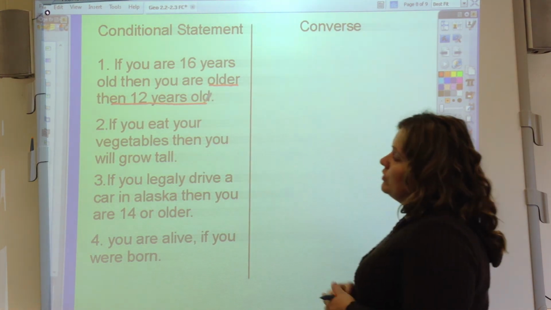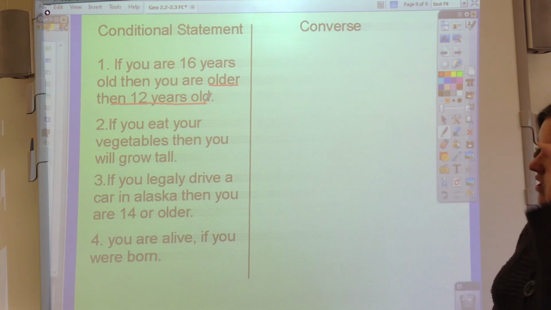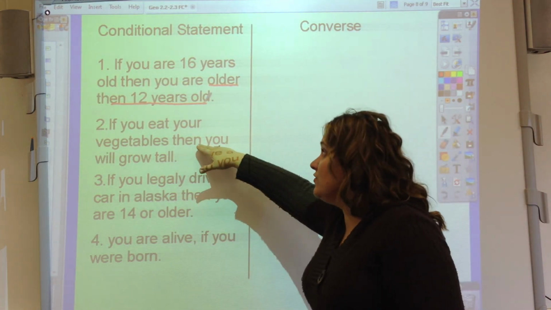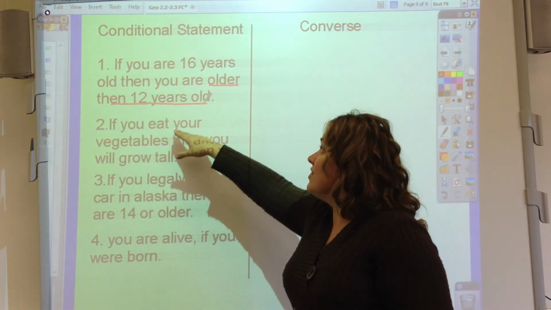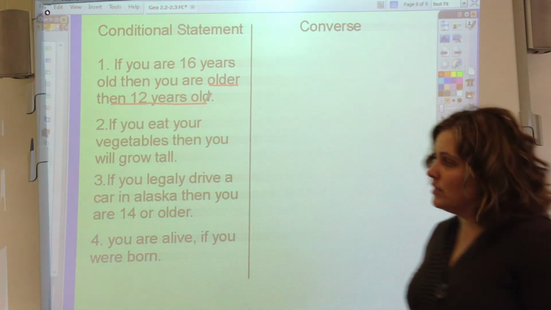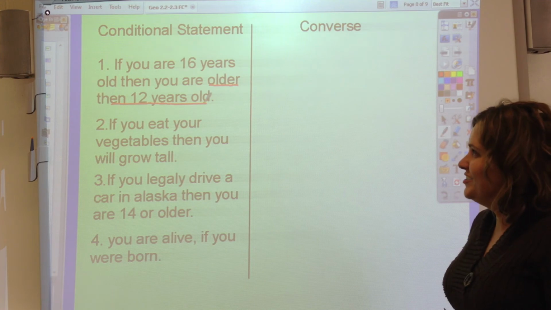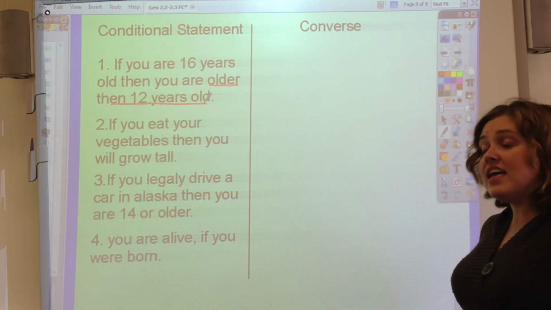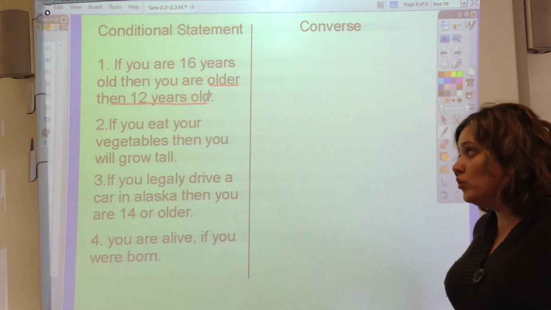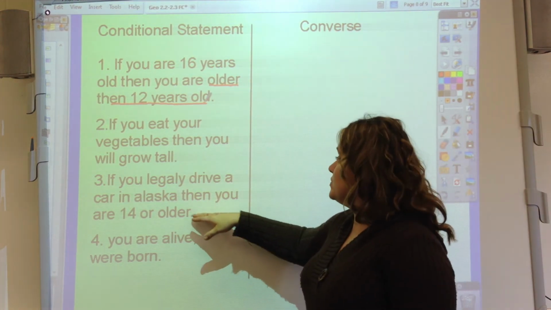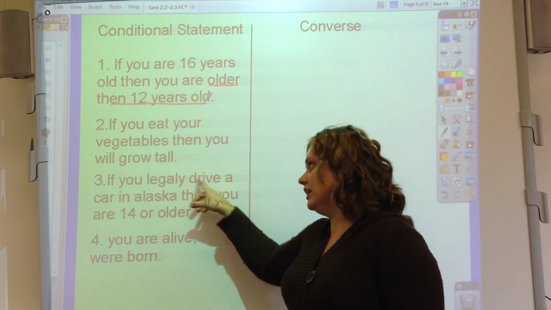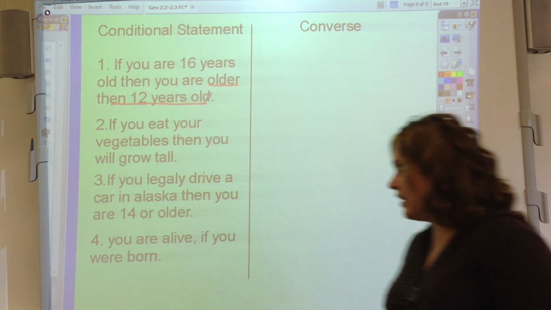Number 2, if you eat your vegetables, then you will grow tall. The converse would be if you grow tall, then you ate your vegetables. Also not necessarily true. Number 3, if you legally drive a car in Alaska, then you are 14 or older. The converse would say if you are 14 years or older, then you legally drive a car in Alaska.